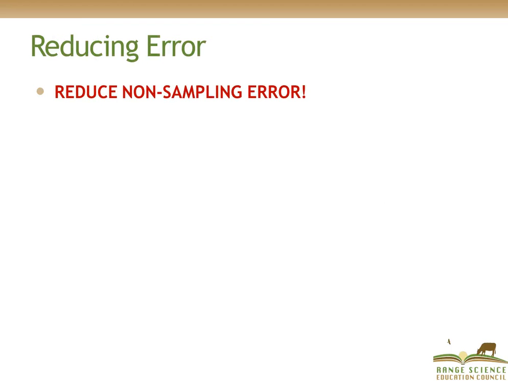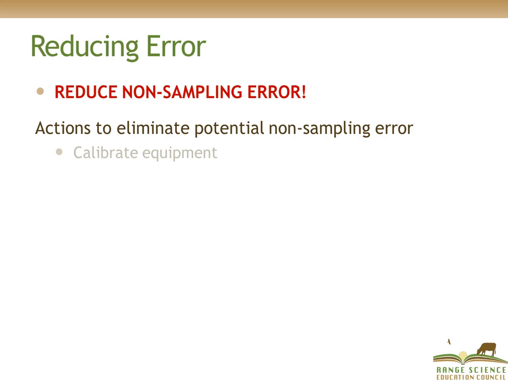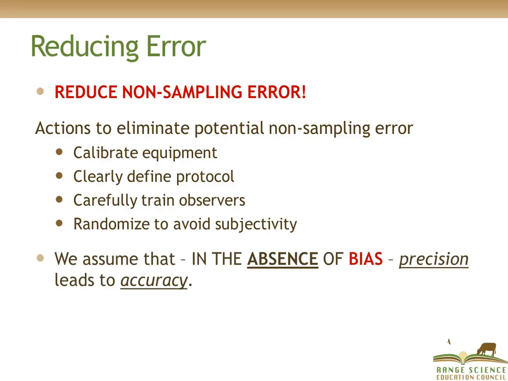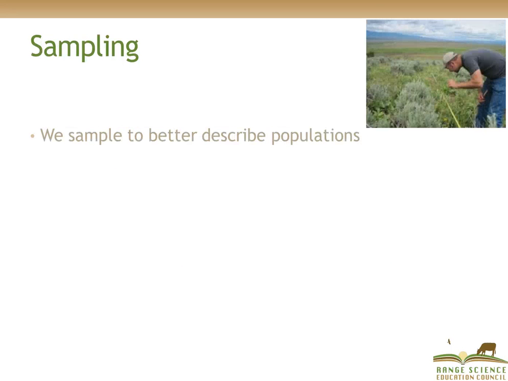So there are a number of things that we can do to reduce non-sampling error. We can take certain actions such as calibrating equipment, clearly defining protocol, carefully training observers, and randomizing to avoid subjectivity. We assume that in the absence of bias, precision will lead to accuracy.